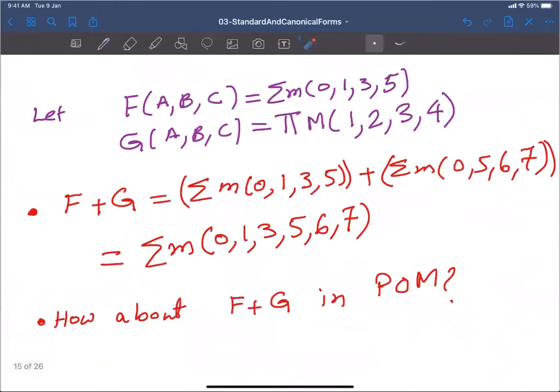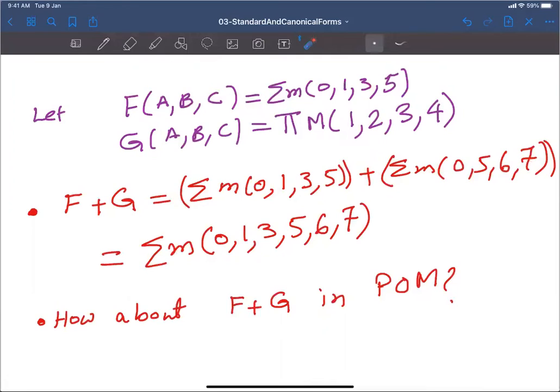So here is another example. We would like to find F ORed with G, if this is the case here. So the answer is in sum of min terms, so we change both to sum of min terms. And then ORing here means that we are going to take the union of the two lists. And the answer is the union of the two lists.